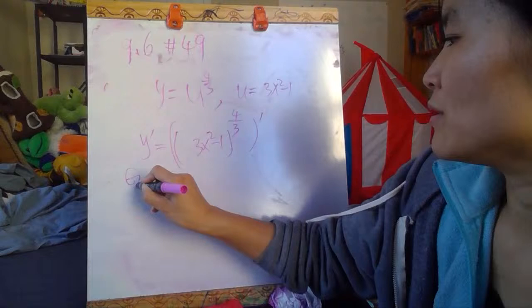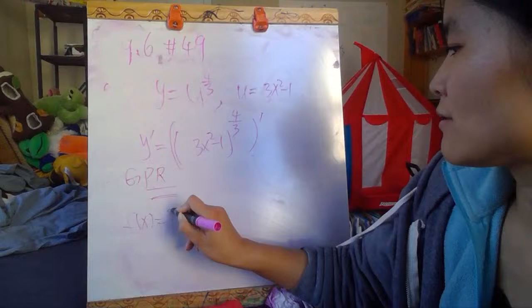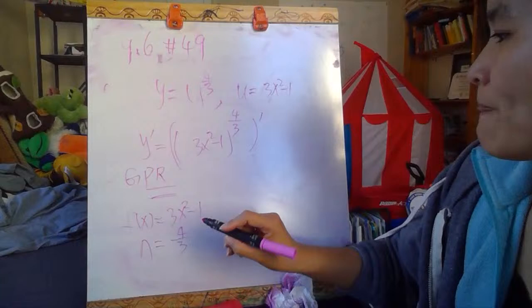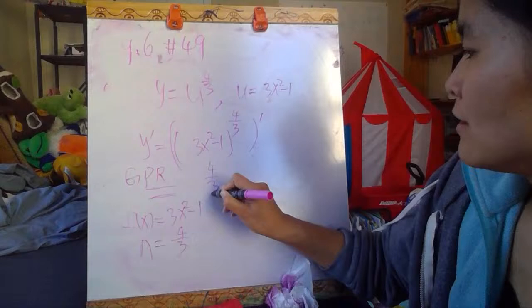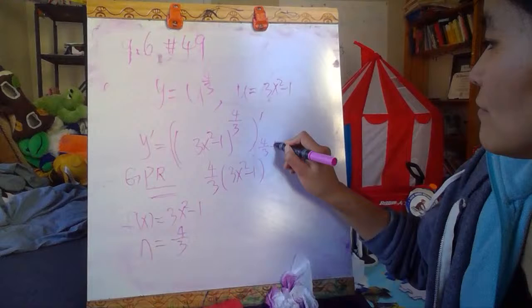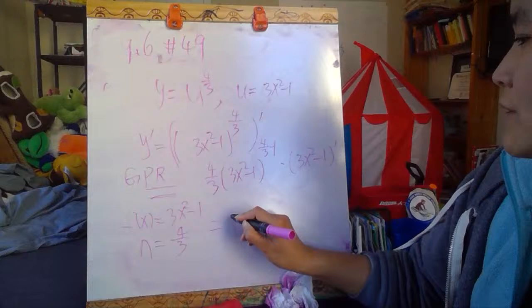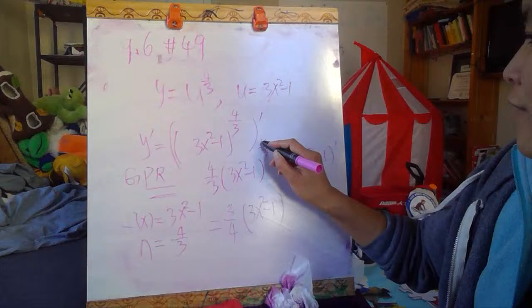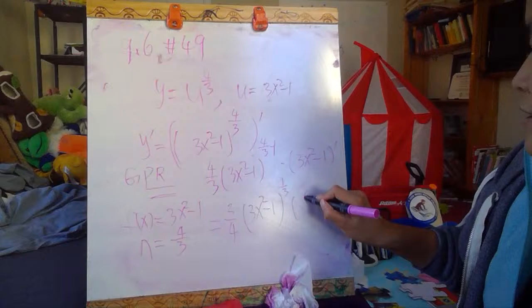We use the general power rule. So what's f of x? f of x is 3x² − 1. What's n? n is 4/3. So the derivative by the general power rule equals n times f of x to the n minus 1 times f prime. So this equals 4/3 times (3x² − 1) to the power 4/3 minus 1, which is 1/3, times the derivative here, which is 6x. 6x minus 0 is 6x.